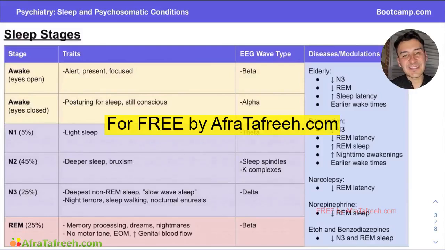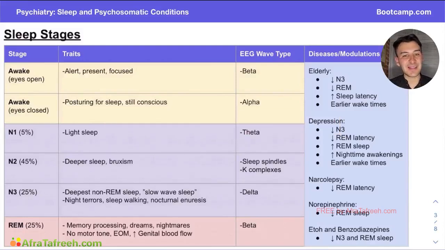All right, guys, let's get busy talking about our sleep stages. I went ahead and made a table for this because I think it's really useful to compare and contrast the different stages. So let's go ahead and start with our awake stage. This is when we have our eyes open. So there's two stages of awake. There's going to be awake with eyes closed and awake with eyes open.